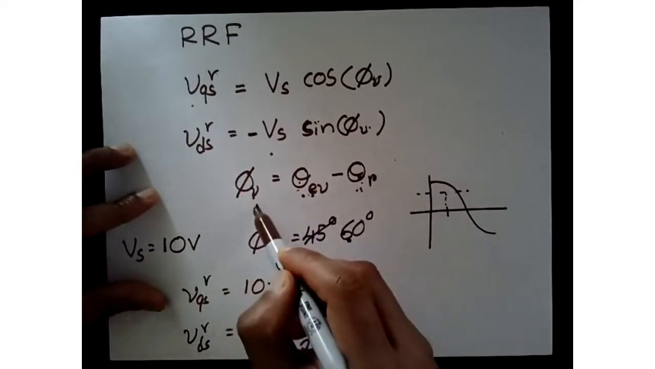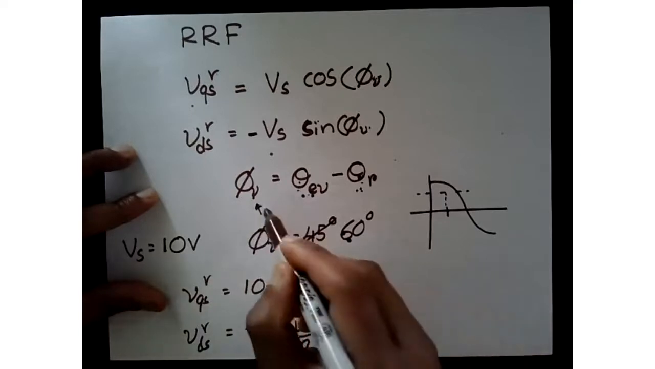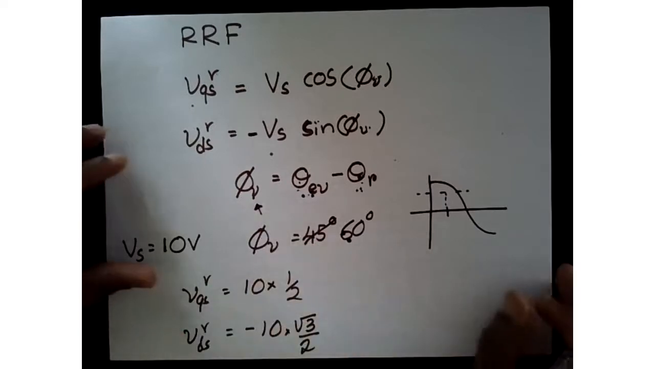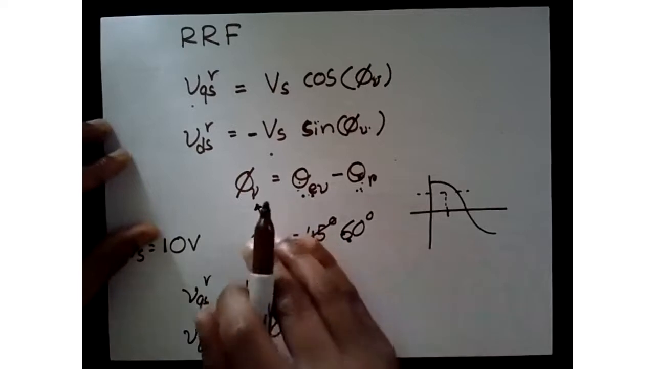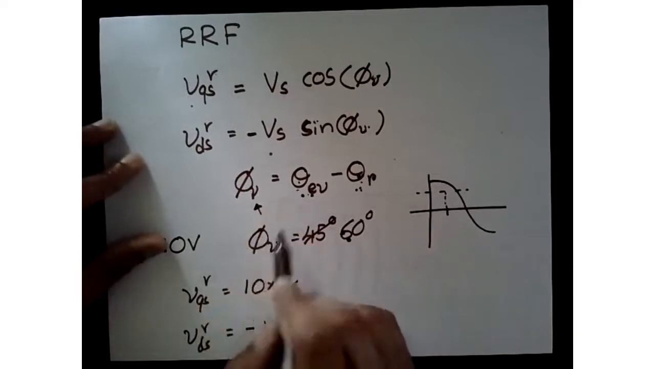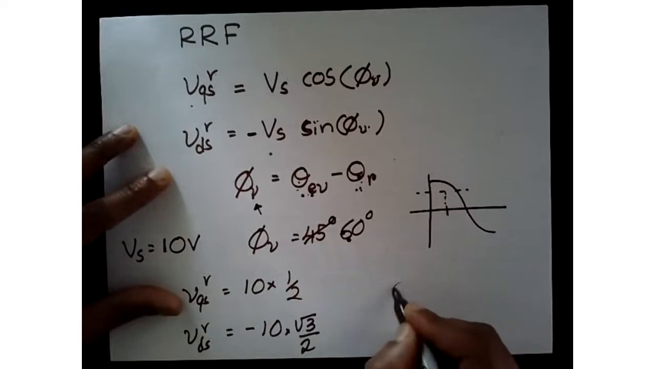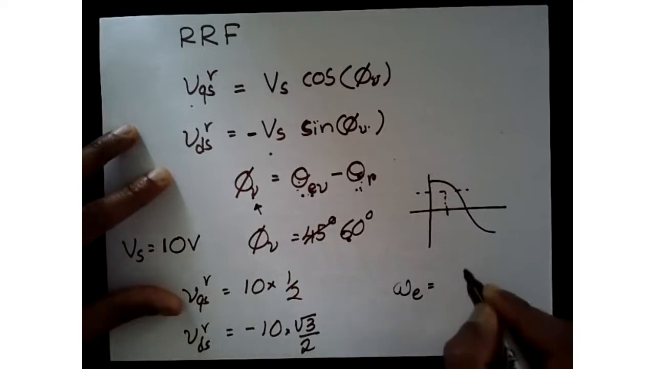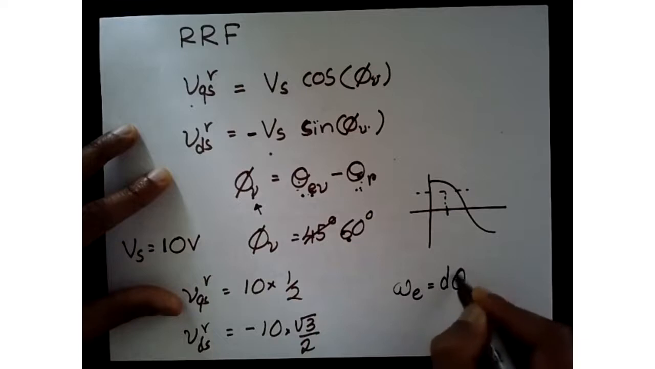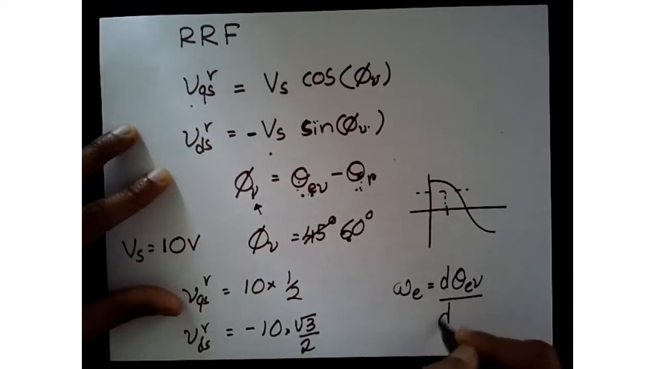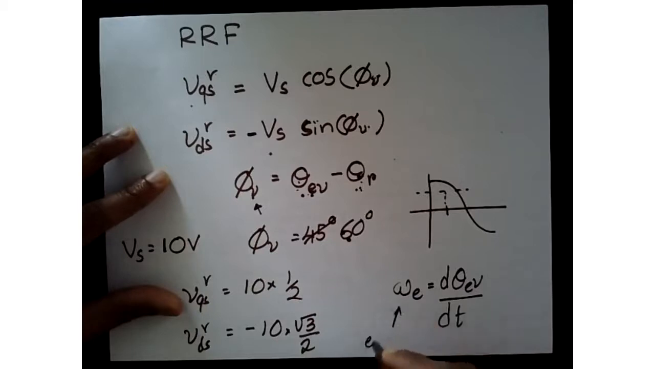This is called the voltage angle. Okay, this is going to come up again when we talk about field-oriented control, which is very useful. So let's just keep that in mind. And then omega E is our electrical frequency. We can say that this is d theta EV over dt. Okay, so this is our electrical frequency.